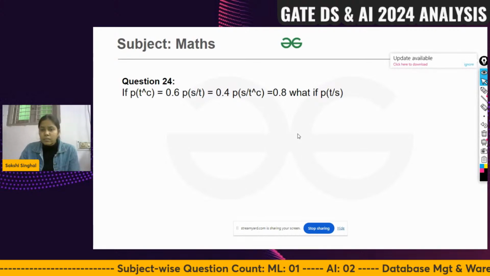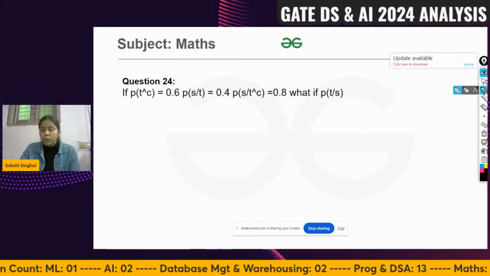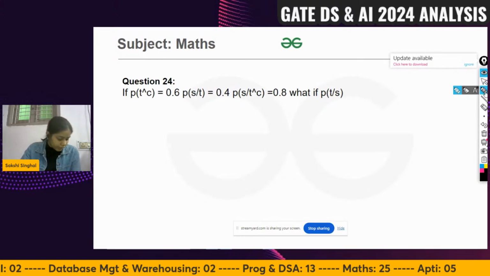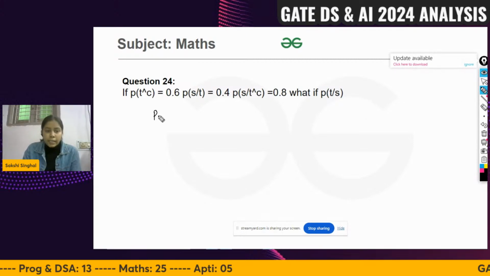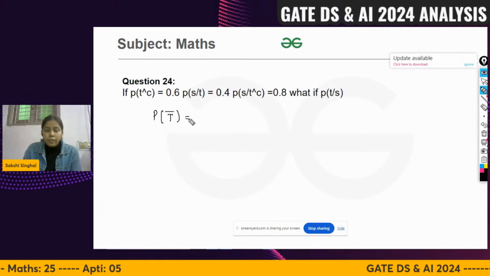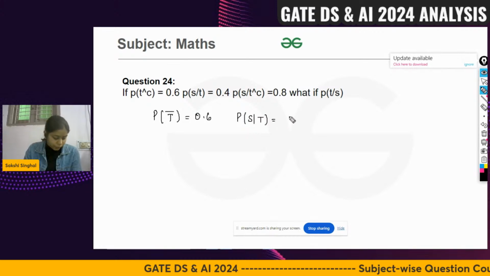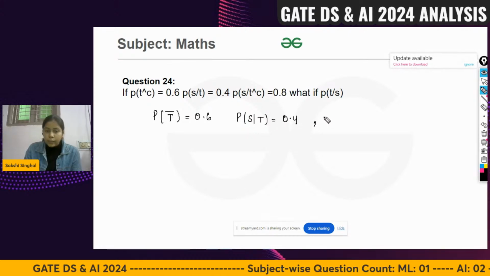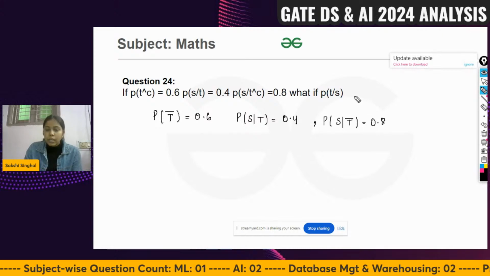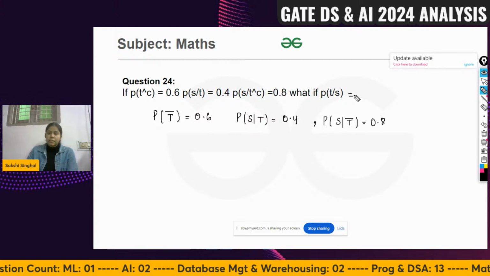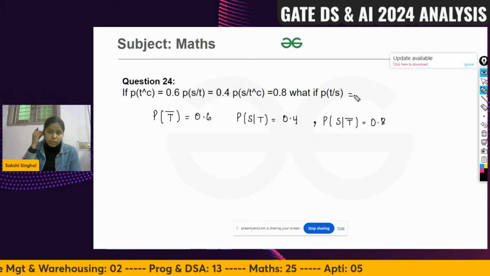So guys, this was a question. Have you guys solved this question? Just let me know what would be the answer. Has anybody attempted this question or not? The question says that the probability of T complement is 0.6, and they have given the probability of S given T, that is 0.4, and then the probability of S given T complement, and that is 0.8. Now they are asking to find the probability of T given S. Any of you remember this question?